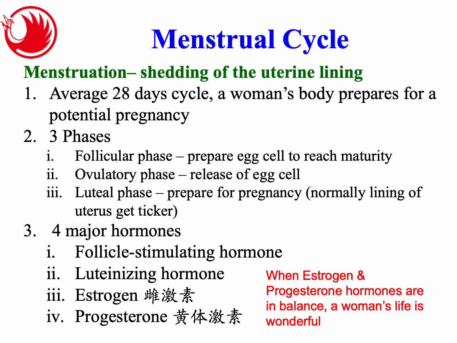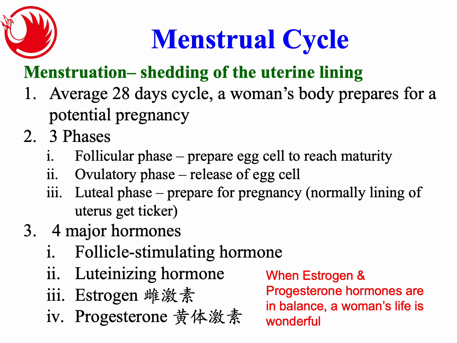The second phase is the ovulatory phase. The ovulatory phase involves the release of the mature egg cell from the ovary. Usually it occurs around the middle of the cycle.